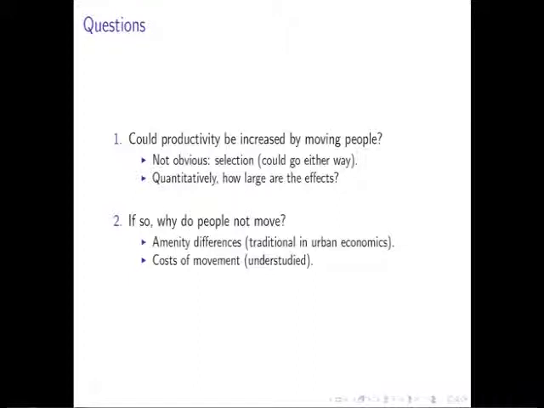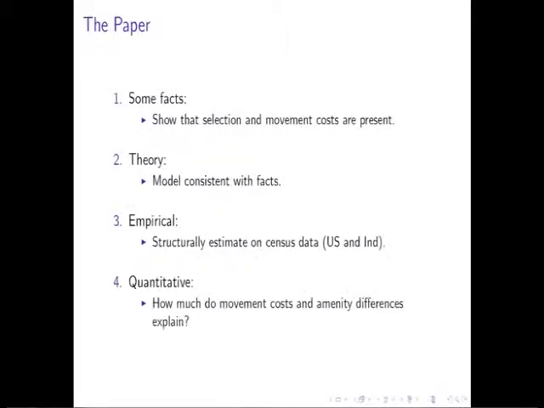And then this is saying, well, could we break that down into at least two components? Then, of course, in future, you would like to say exactly why amenities are different. Why are there movement costs across space?